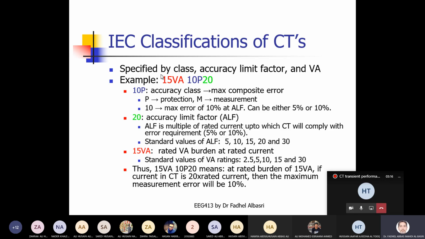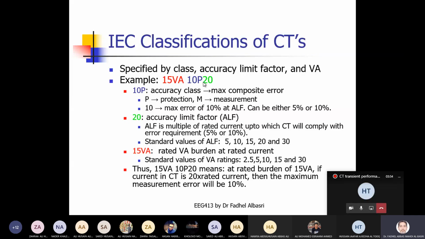In IEC, they specify CT class with a number, a letter, then a number. So what does this mean? Normally, before these, you also have the rated burden in volt ampere. So this is the rated volt ampere of the CT, and what comes next is P for protection, or M for measurements, while in IEEE, it is either C or T.